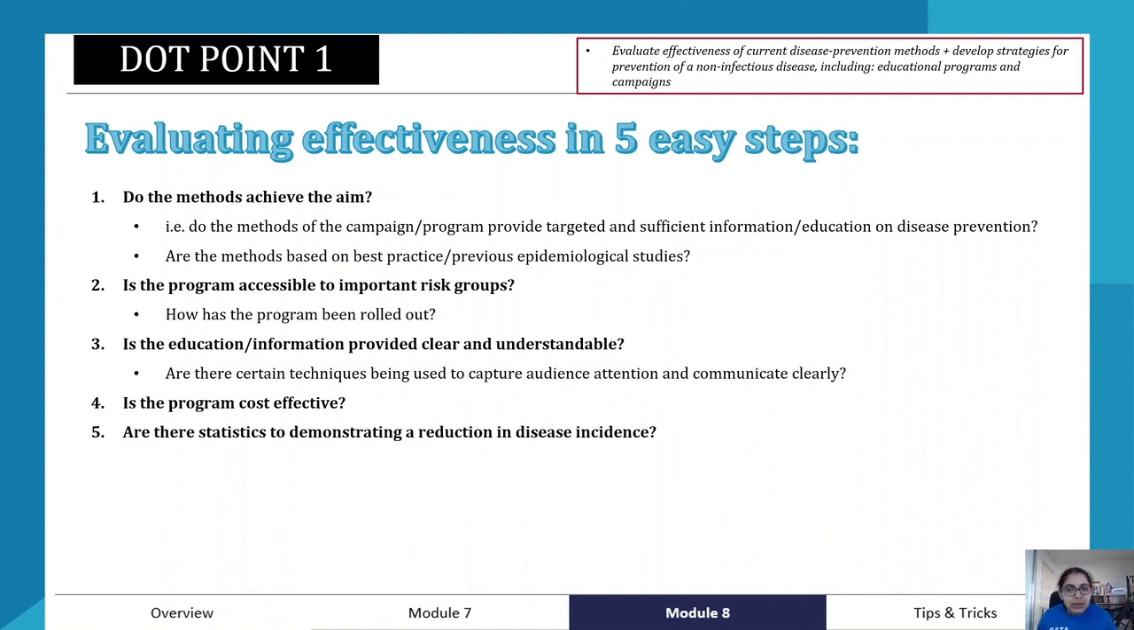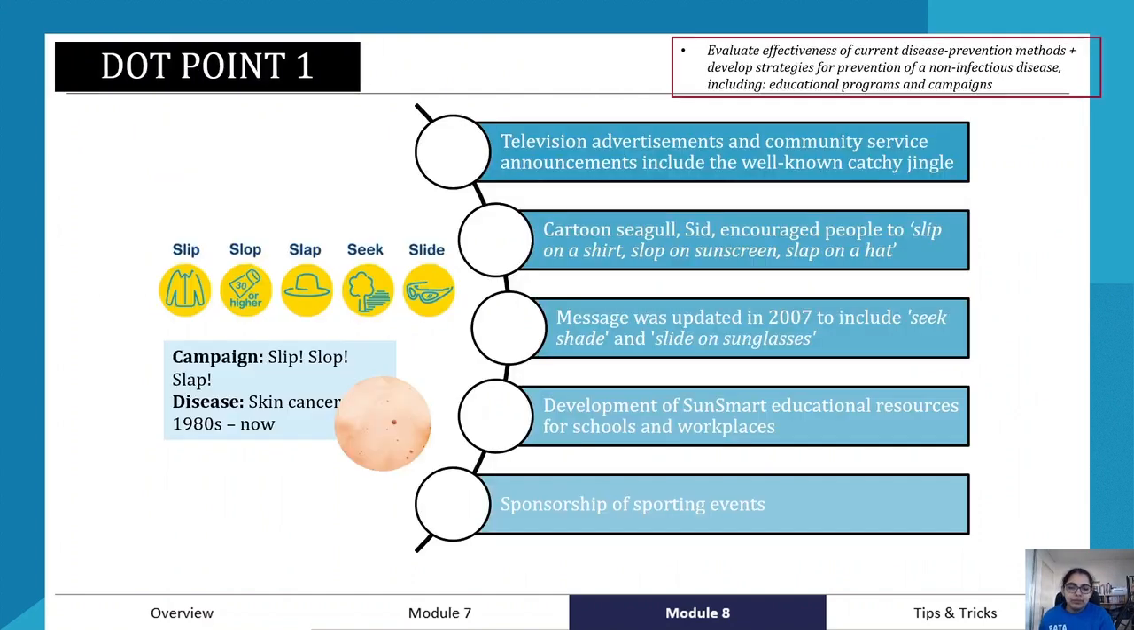But steps that we can look at in terms of evaluating effectiveness include, firstly, we want to see if the methods actually achieve the aim. So do the methods of the campaign or program provide targeted and sufficient information? Are the methods actually based on best practice, or even based on feedback from previous studies? Is the educational information provided clear and understandable? Is the program cost effective? And finally, are there statistics to demonstrate a reduction in the disease incidence? And that is going to be over time. It's not going to be immediate.